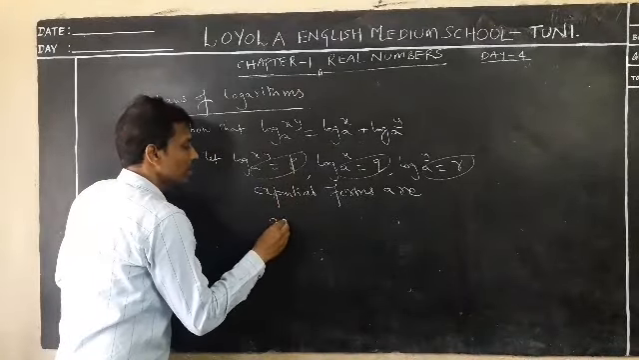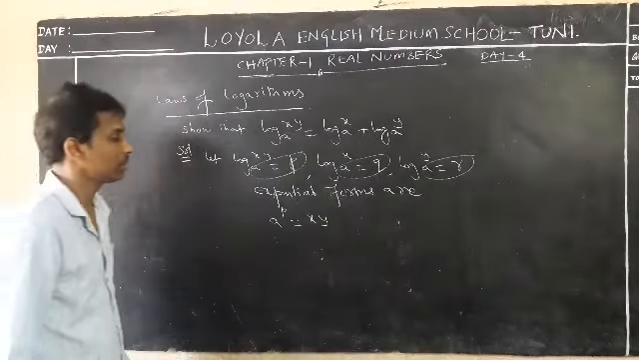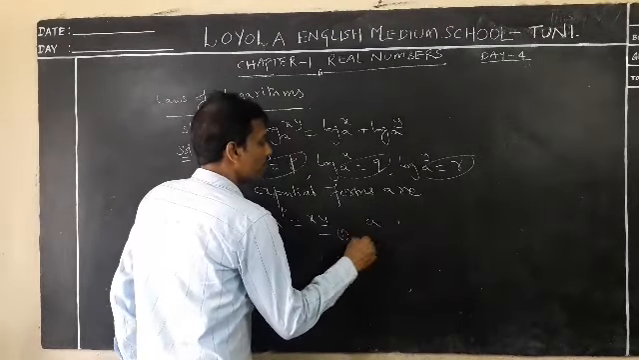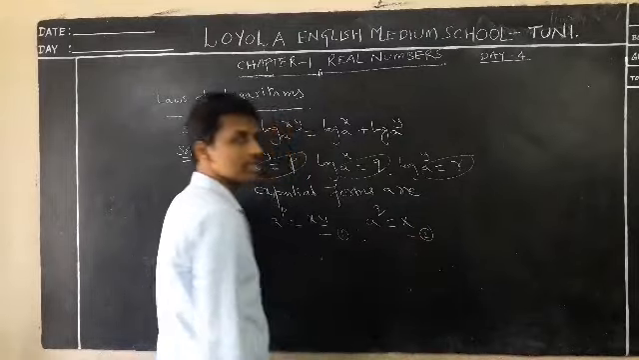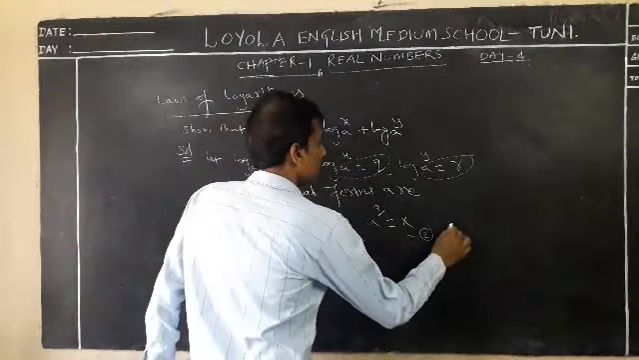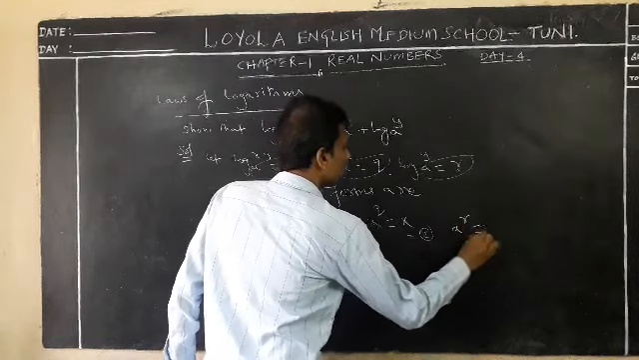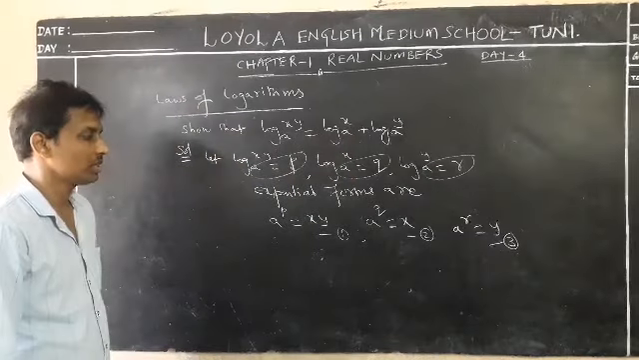First one, a power p is equal to xy. Say this is first one. A power q is equal to x. Say this is second one. A power r is equal to y is third condition.